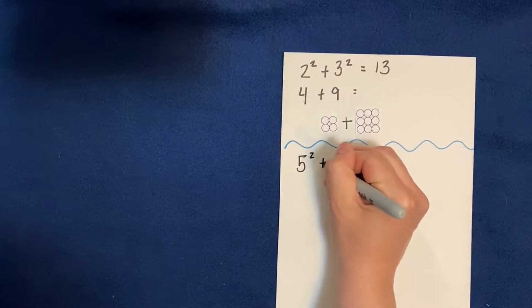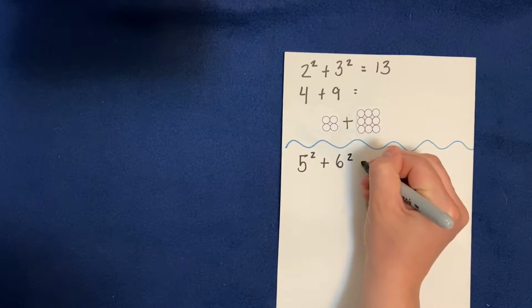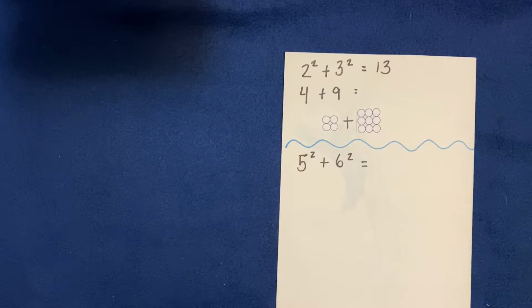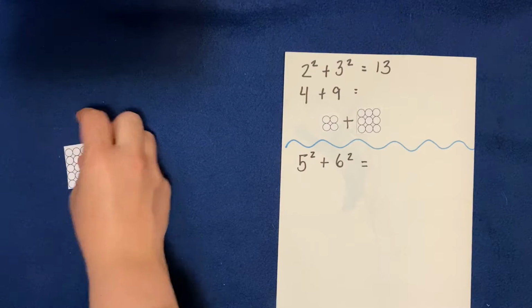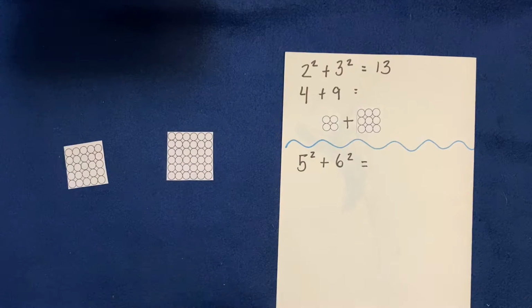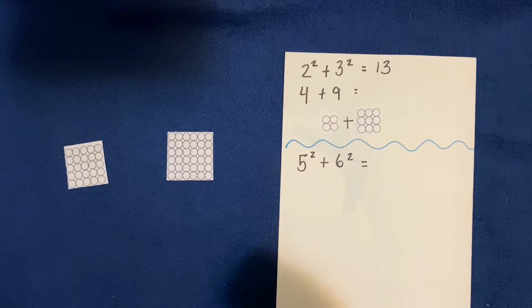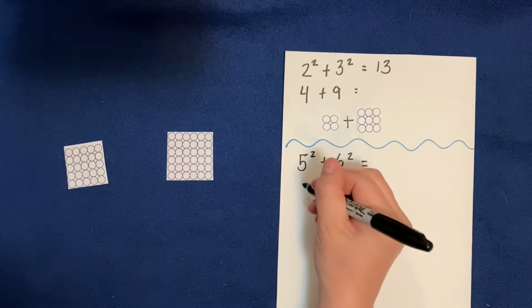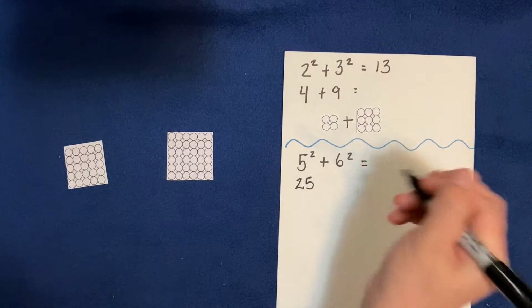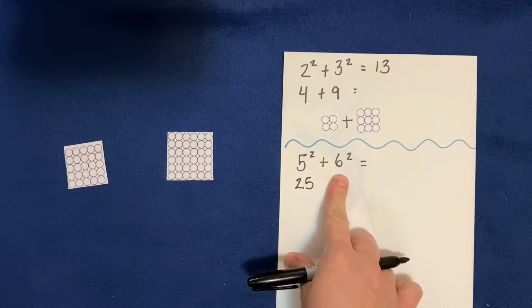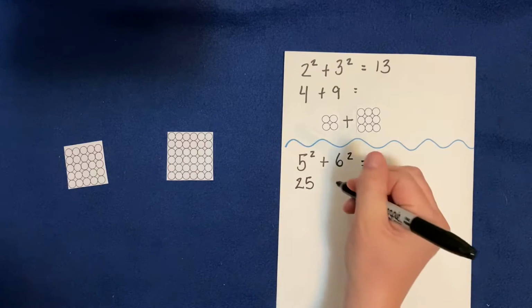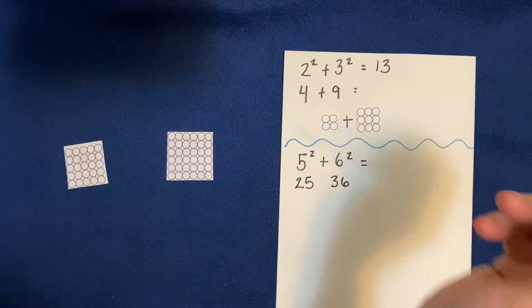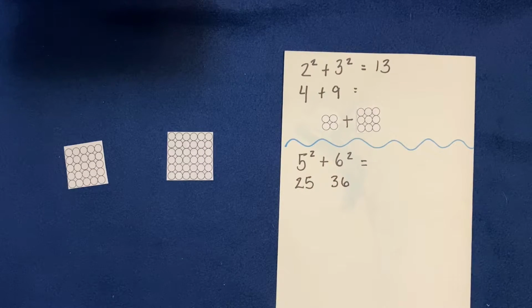5 squared plus 6 squared. Okay. So here I have my 5 square and I have my 6 square. So we know that 5 squared means 5 times 5. What is 5 times 5? Well, that's going to be 25. 6 squared is what? 6 times 6, which is 36. Now we have to add these numbers together.